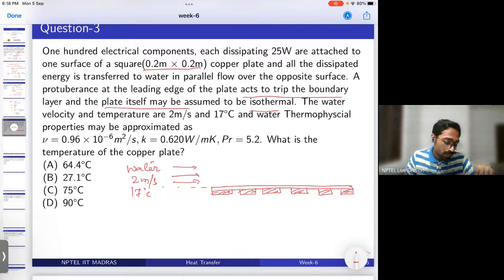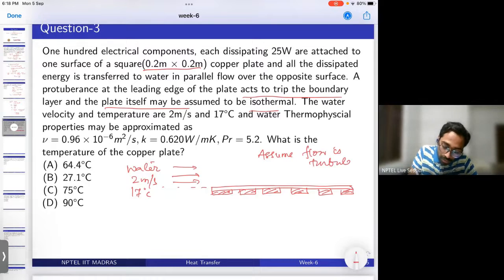The turbulence is created at the leading edge, so by tripping the boundary layer we should assume that the flow is turbulent. Okay, the flow is turbulent. Then we need to find out what is the temperature of the copper plate.